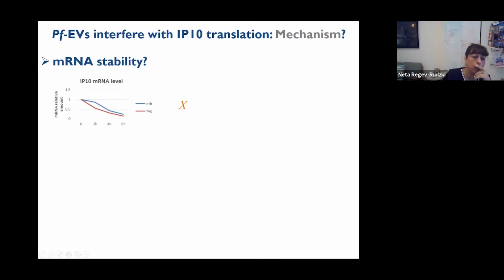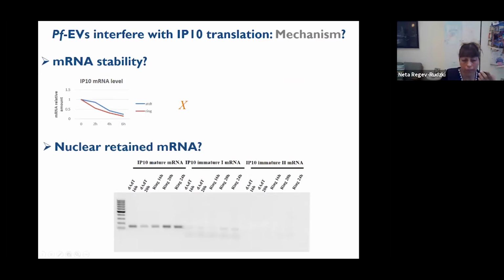Then we thought, okay, the RNA is relatively stable, but maybe there is something else that blocks the export of the transcripts from the nucleus to the cytosol, and that's why we don't get to see any protein. There's no translation. This phenomenon is termed nuclear retained mRNA. We tested the maturation of the mRNA, and again, this turned out not to be the case. So the mRNA is relatively stable and it gets exported to the cytosol.